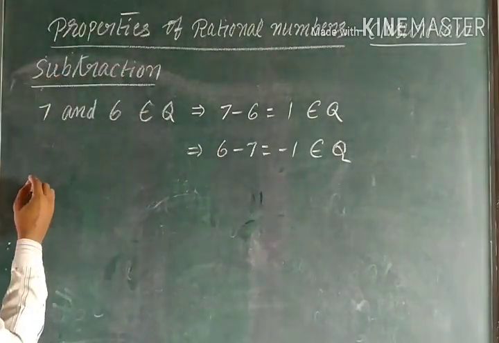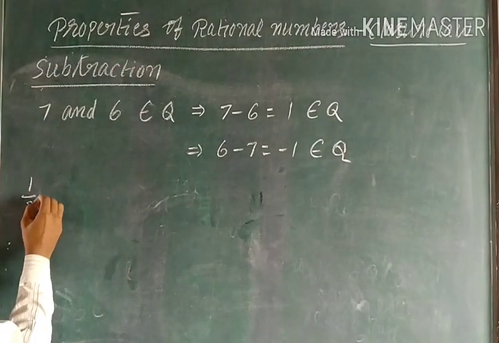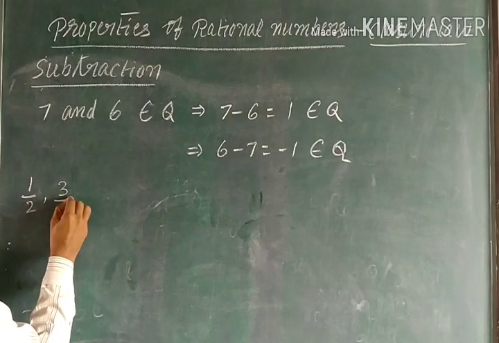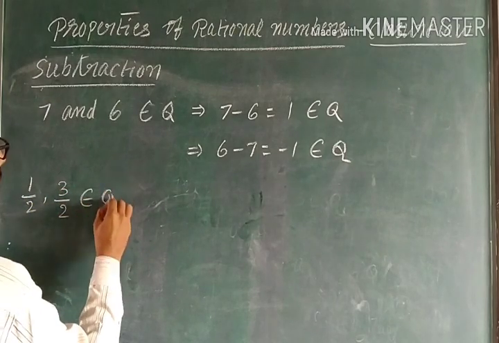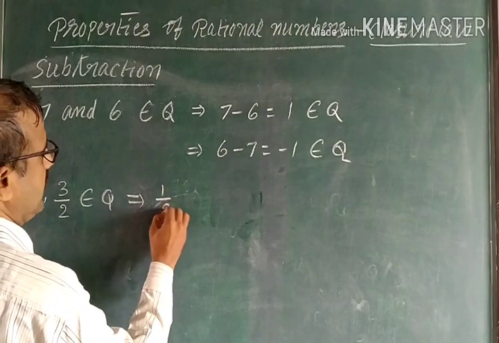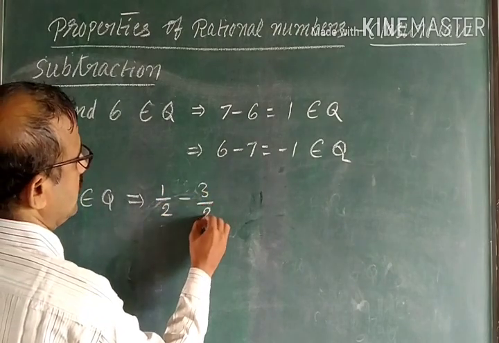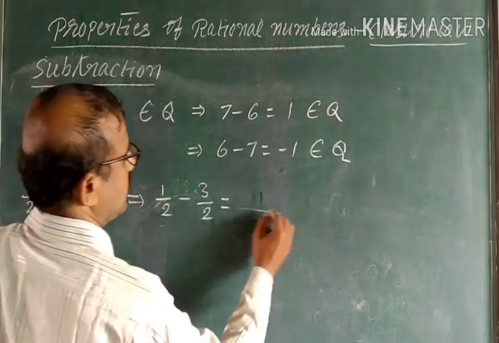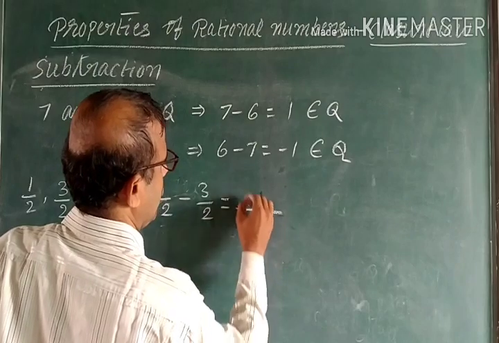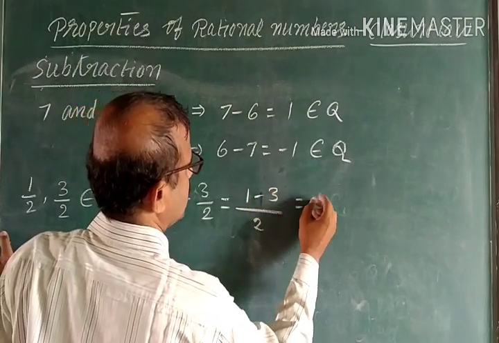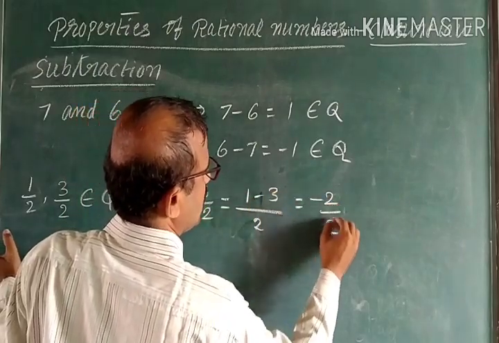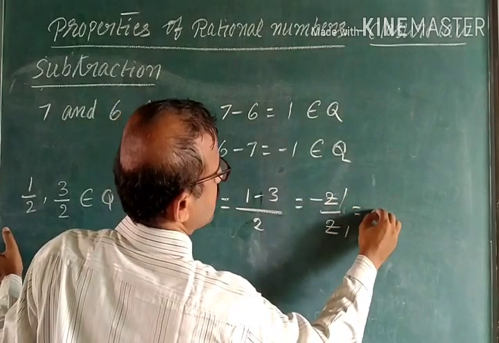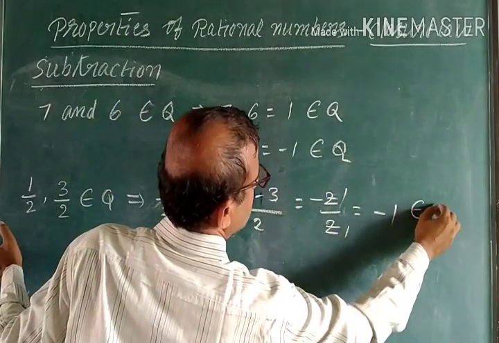One more example. 1 by 2, 3 by 2 belongs to Q. That implies 1 by 2 minus 3 by 2 equals, here 2 is the LCM, 1 minus 3 equals minus 2 by 2, which equals minus 1, belongs to Q.